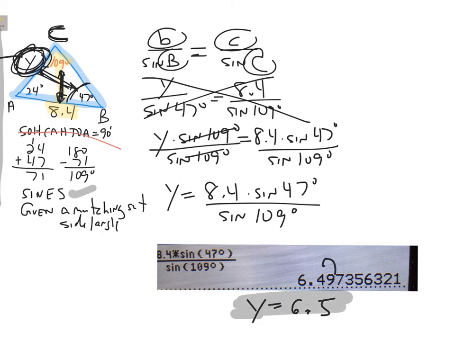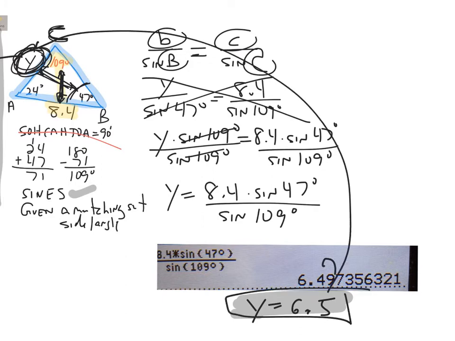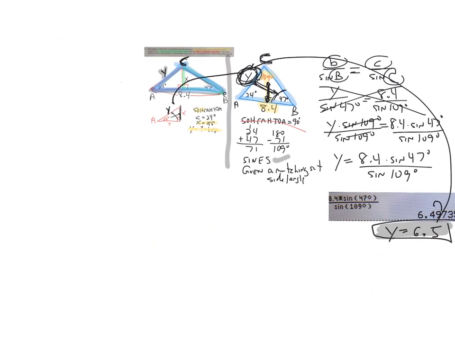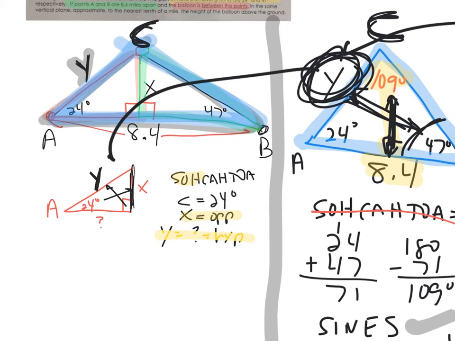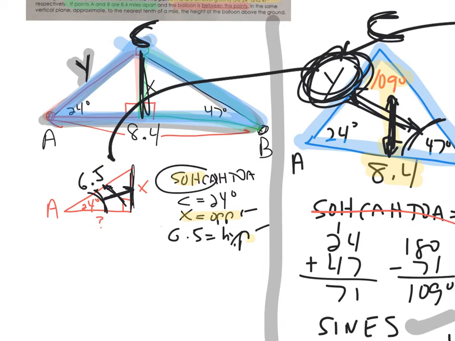So that 6.5 is going to be that left-hand side of the big triangle. But that 6.5 is also going to be the hypotenuse of that red triangle. So now I'm going to use SOHCAHTOA on that red triangle, because here my angle was 24. I'm solving for x, the height of the balloon, and now I know 6.5 is the hypotenuse. So again, since I have opposite and hypotenuse, I'm going to be using sine.